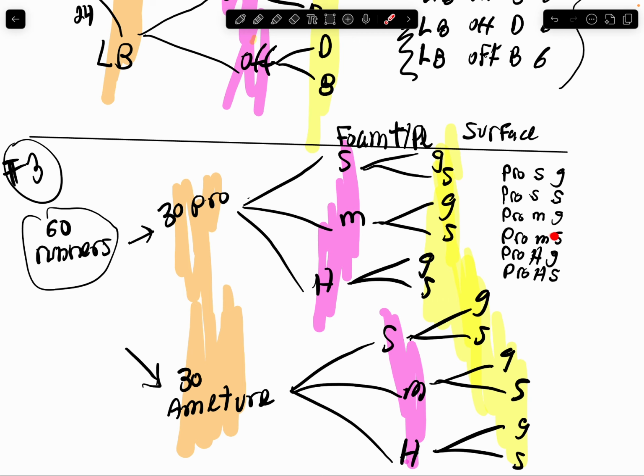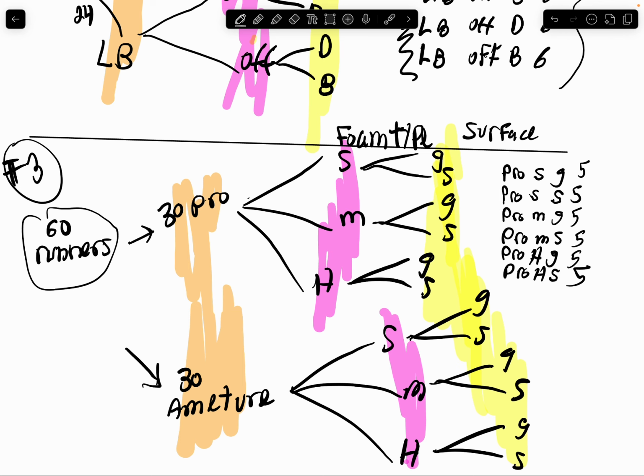Okay. Pro high grass, pro high synthetic. So you've got 1, 2, 3, 4, 5, 6 different conditions, and you had 60 to begin with, so each one of these must be, let's see, there's 30. So 1, 2, 3, 4, 5, 6. So there must be 5 people that we checked in each of these. Right? So 5 of them will do each of those.